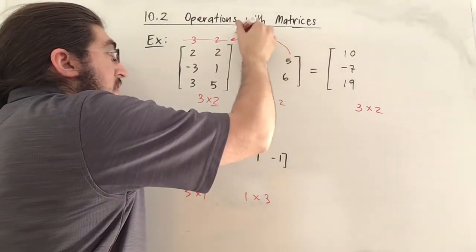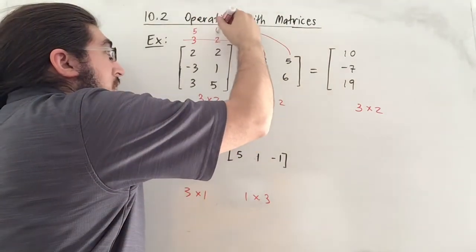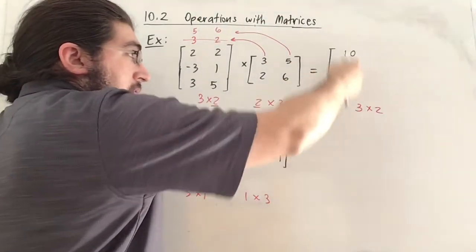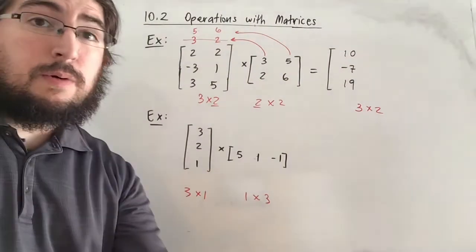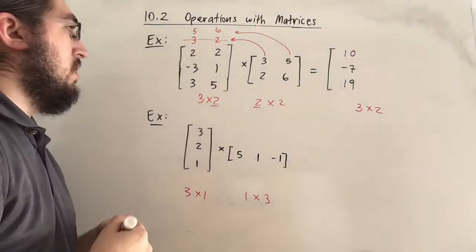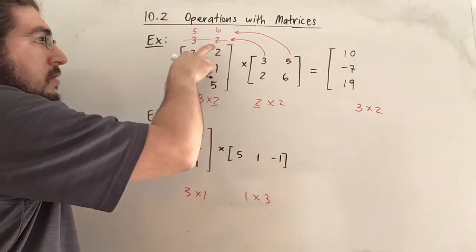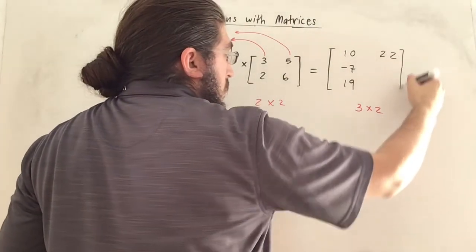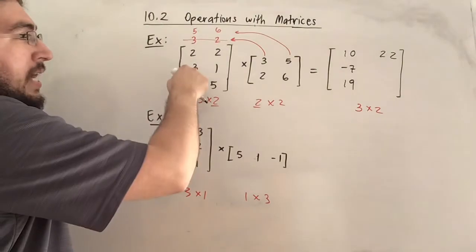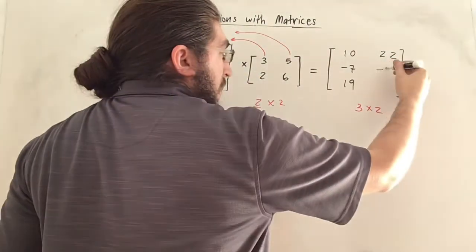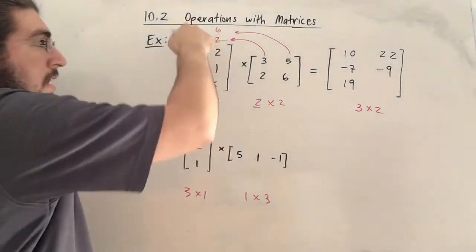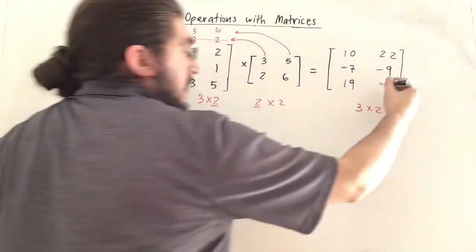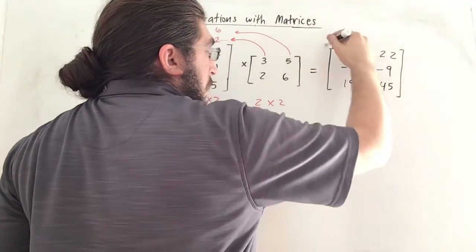Now we're going to swing over the next one to get the second column. Because this is the first column of our result, now we're going to get the second column of our result. So this is going to be 5 times 2 is 10, 6 times 2 is 12. Add those, you get 22. Good. And then negative 15 plus 6 is negative 9. And then 15 plus 30 is 45. So that's what I'm getting there.